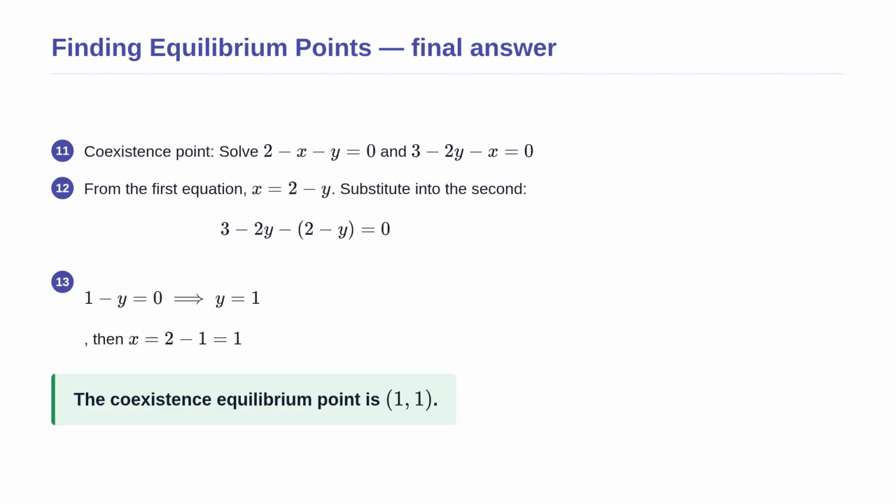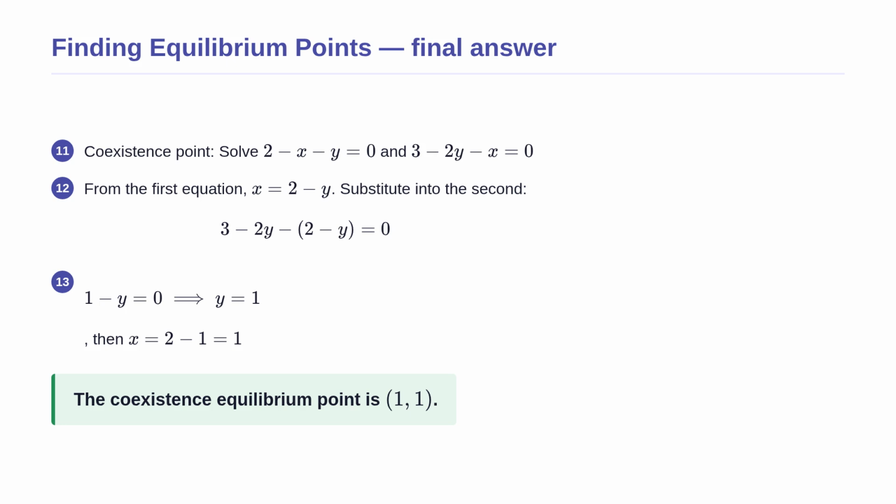Finally, we look for the most interesting scenario, a point where both species coexist. This happens when neither x nor y is 0, meaning both parenthetical conditions must be true at the same time. We must solve this system of linear equations.